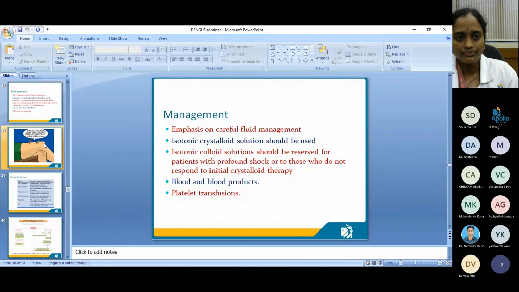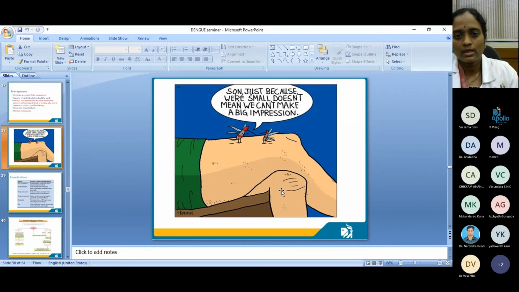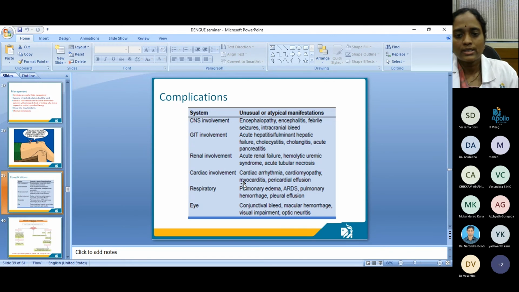There's a cartoon which depicts that these small creatures are causing a big impression on us, and there is a lot of resources and economics involved in this, and the complications, the CNS involvement, which causes every system of the body to be involved. The CNS, the gastrointestinal, the renal, the cardiac, and the respiratory, and we shall talk about these in detail.